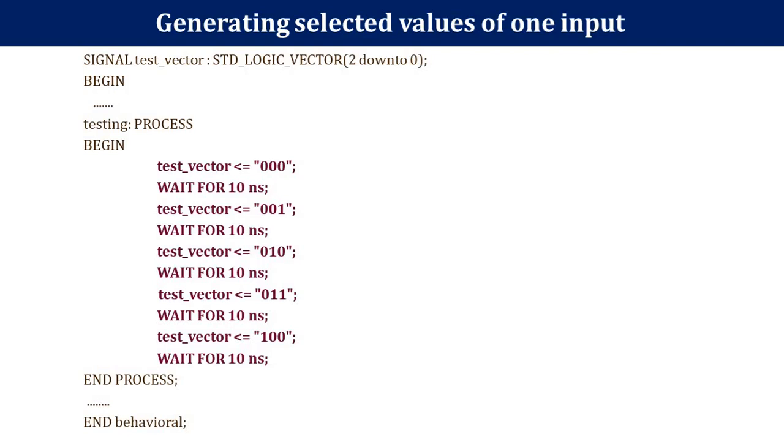How to generate selected values of one input only. Here is the example where we are generating the selected values for one input. Here signal test vector colon std_logic_vector 2 down to 0, begin. After that declaration statement, then process begin. We have provided all the test vector values: 000, wait for 10 nanoseconds, test vector 001. Means for every combination of test vector we are going to provide it here from 000 to 100. Hence it generates the selected values of one input at a time.